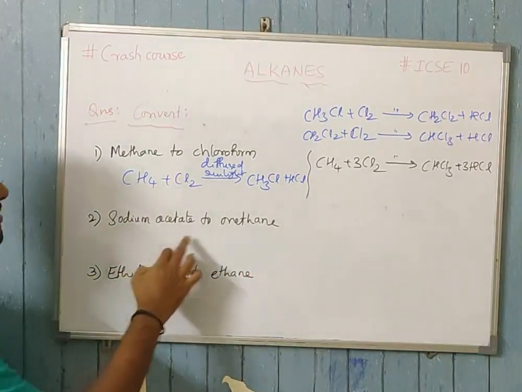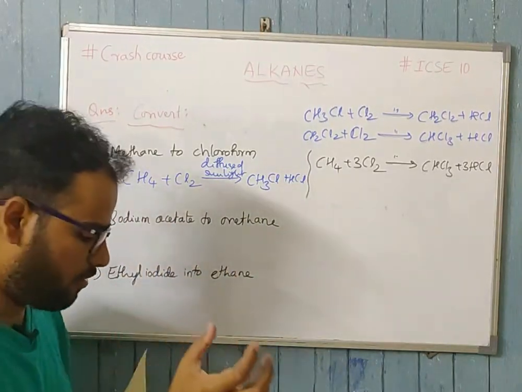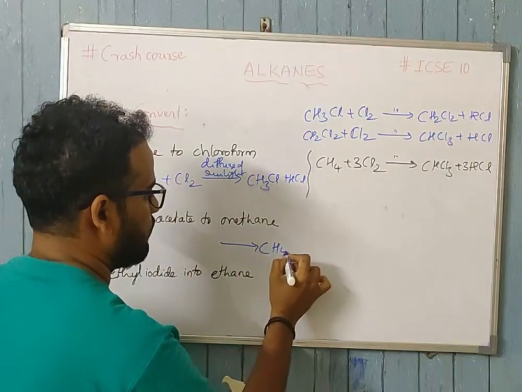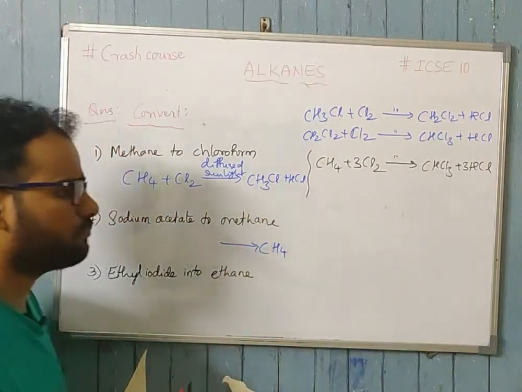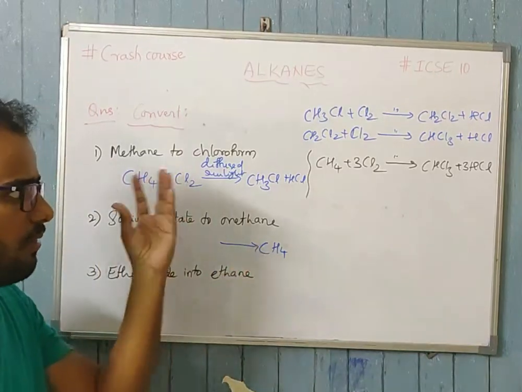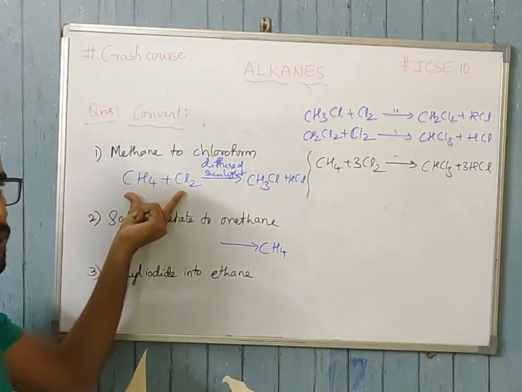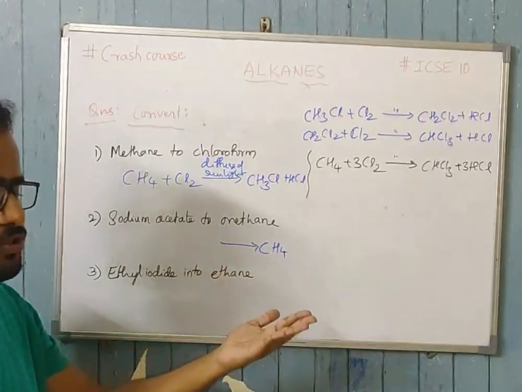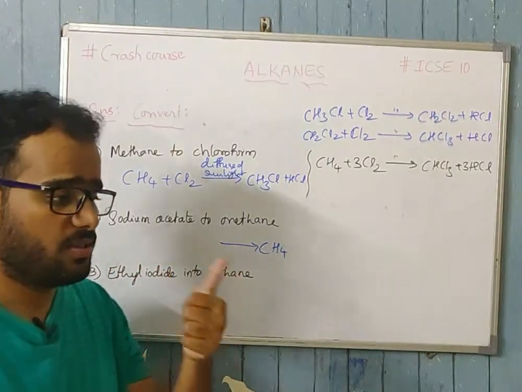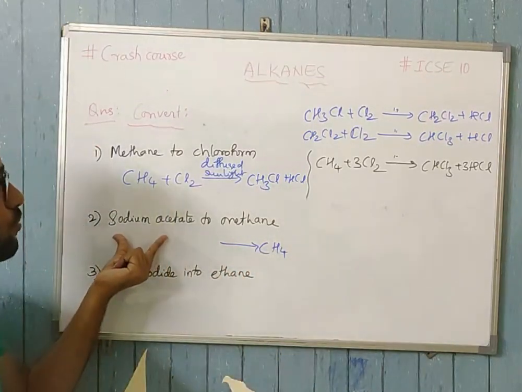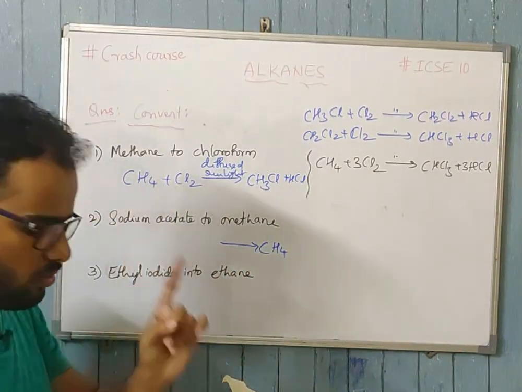Second one, sodium acetate to methane. This is preparation of methane. So methane will be on the product side. Many children will have confusion about which reaction to write. Remember, you have to categorize it: method of preparation and chemical properties. The first one was chemical properties. This one is method of preparation. You have to see what the two methods are: decarboxylation, and zinc copper couple in alcohol. Since we are using sodium acetate, that should be decarboxylation.